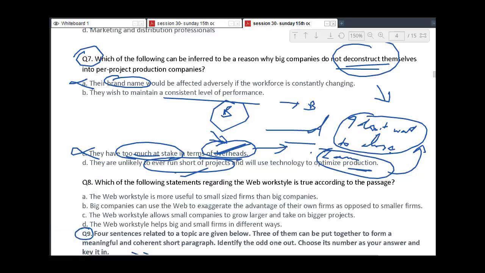And you say they are unlikely to run short of projects. Where is it anywhere hinted that they will always have projects or they may not have projects? So can I go to the next question now?